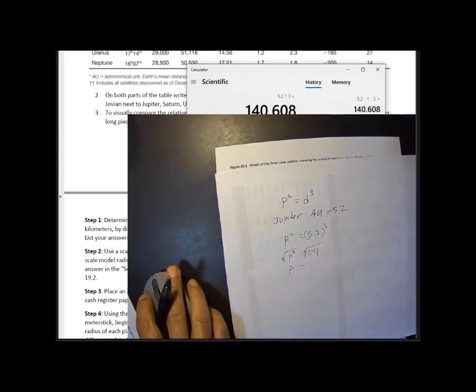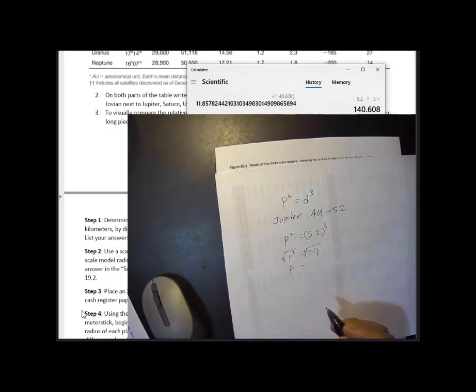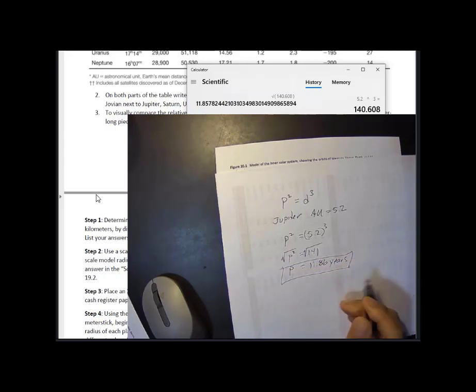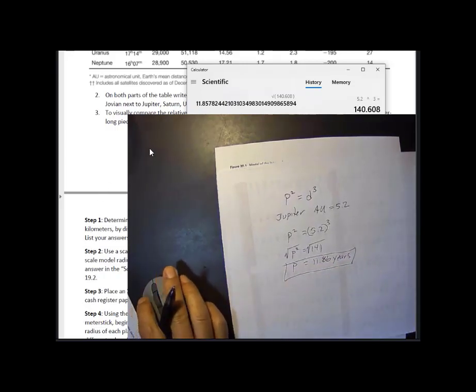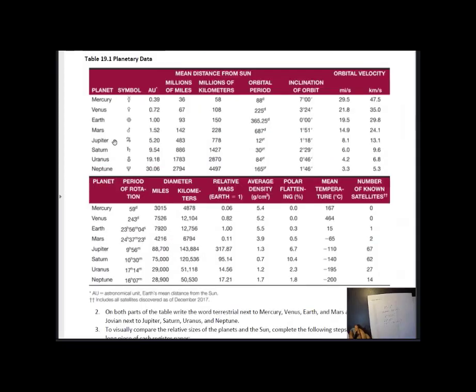So the square root of 141, if I come back here and just take the square root of this, I get 11.86. So that would be in years, for the period for Jupiter. Let's go see what the actual number is. Jupiter is something that's known. Well, here are the planets right here. So Jupiter, it's 12 years. So we got 11 point something, so we got pretty close, right?